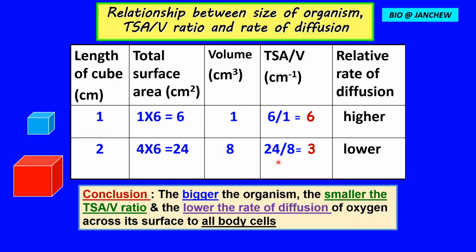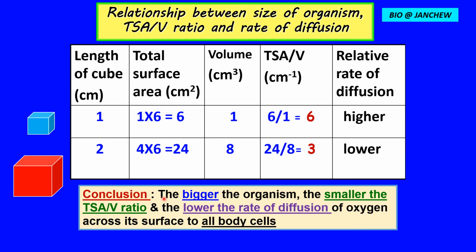And as we continue to calculate the TSA per V ratio for even larger cubes, like a cube with length 3 cm, 4 cm, and so forth, you see that this ratio becomes smaller and smaller. The reason being that the TSA increases as length squared, but V increases as length cubed. So V will increase faster. Therefore this ratio will become smaller as the cube becomes bigger. So what's the implication from this?